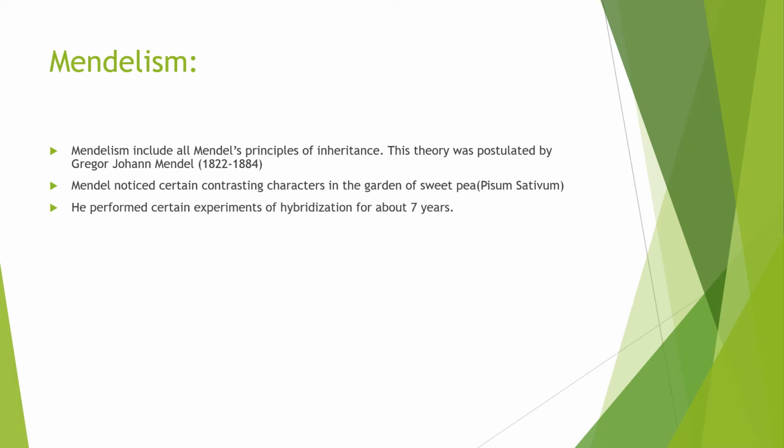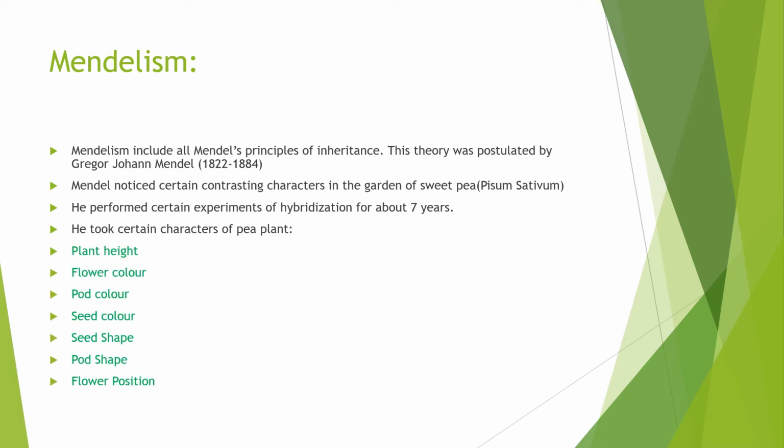He performed certain experiments of hybridization for about 7 years. It means he did his experiments for about 7 years. He took certain characters of the pea plant, over which he has done his experiment. So how many characters he has taken, we will learn about. He has done it over plant height, flower color, pod color, seed shape, pod shape, flower position.